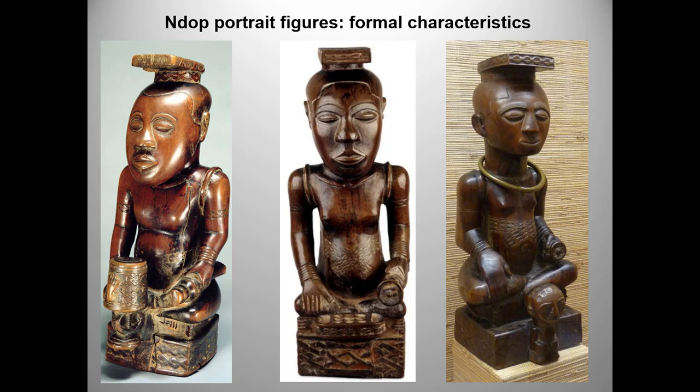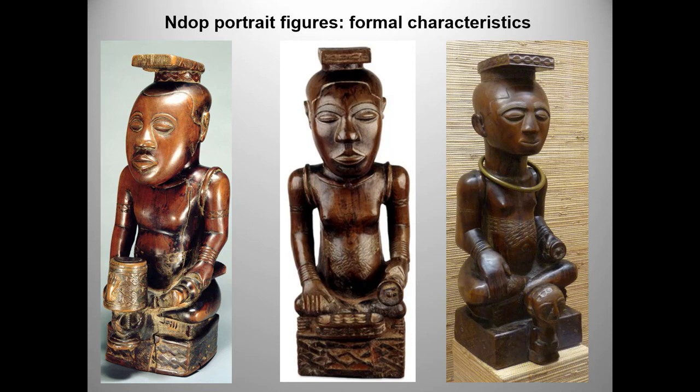I just talked a little bit about context, content, and function. What similarities do you observe in form? The Ndop portrait figures are all made of heavy hardwood, carefully oiled. The figures are highly stylized and not really individual. The canons of proportion were quite strict. The head, signifying the king's wisdom, must make up 1/3 of the statue.